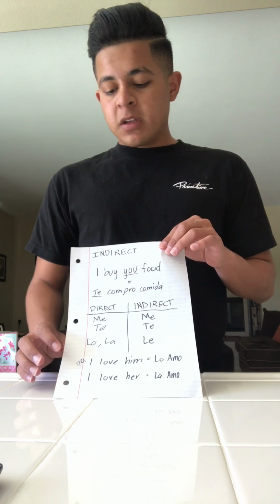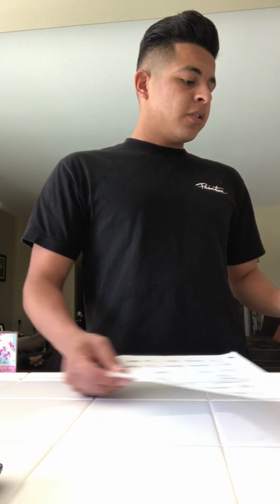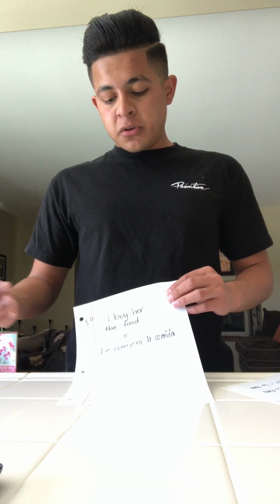So, for direct objects, I love him, for example, would translate to lo amo. I love her translates to la amo. Now that can get a little confusing. So for example, in indirect form, I buy her the food. Le compro la comida. Okay, so le being her.